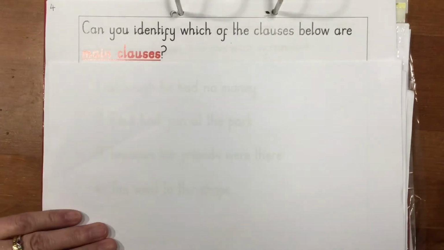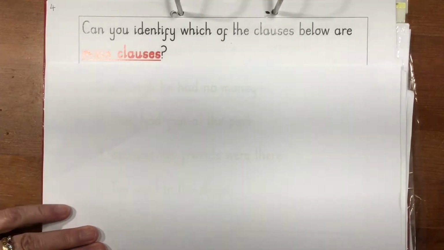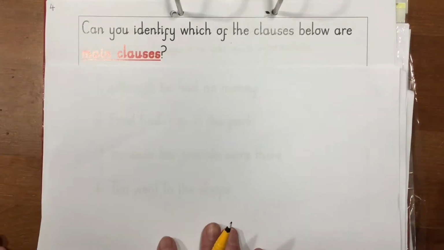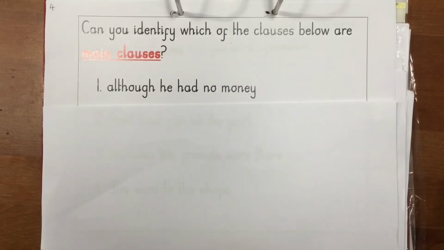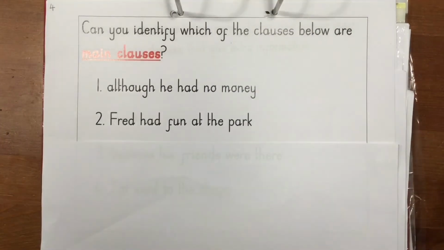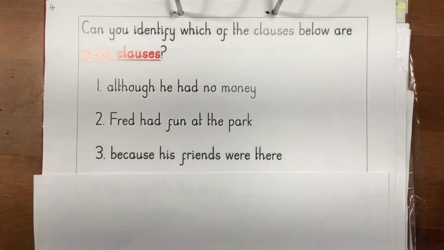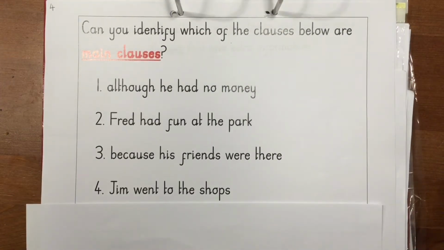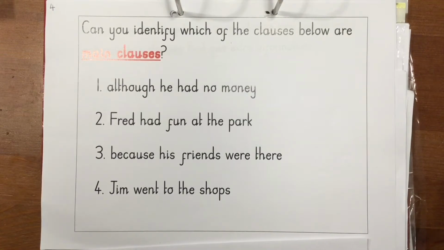Can you identify which of the clauses below are main clauses? Which ones make sense on their own? Although he had no money, Fred had fun at the park. Because his friends were there, Jim went to the shops. Remember, main clauses make sense on their own. Pause the video and decide which are the main clauses.